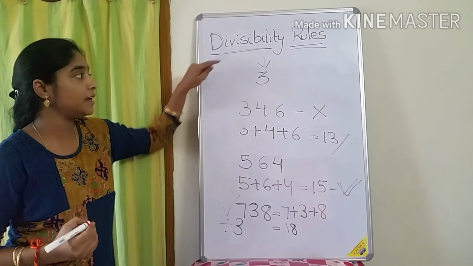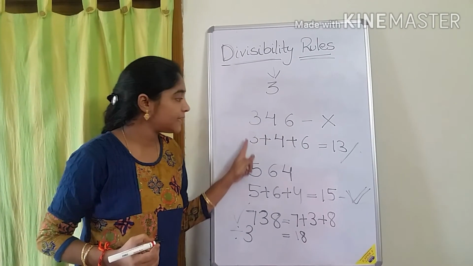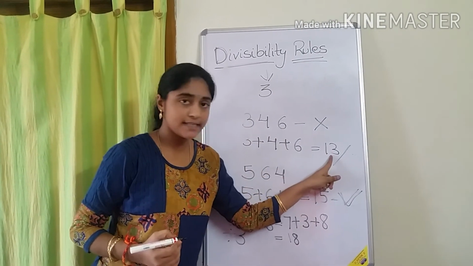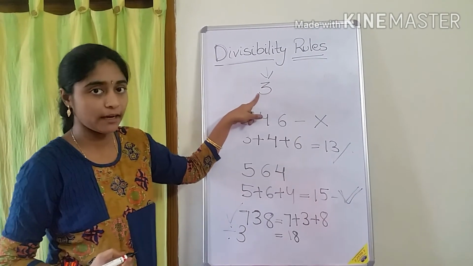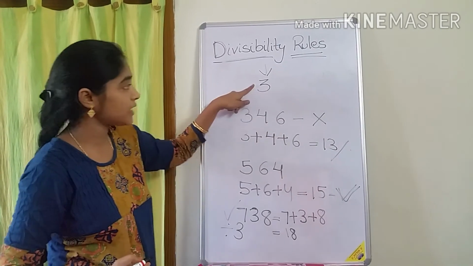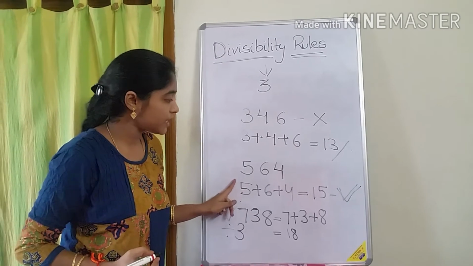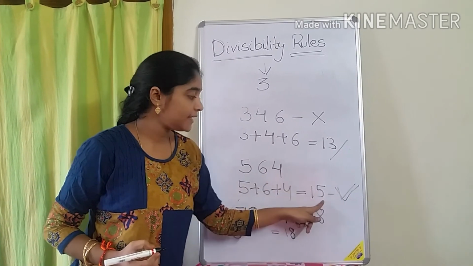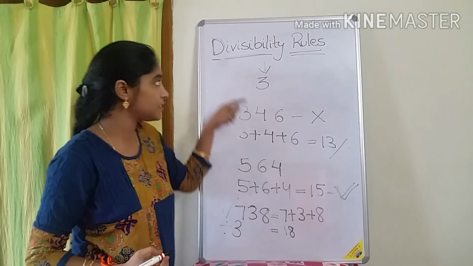Clear, children? The divisibility rule of 3. If a number is given to you, you have to add the digits. You will get one sum. The sum you got should come in the 3 table. See here, 13. 13 won't come in the 3 table, so the total number won't be divisible by 3. If you check here, the total, if you add, you will get the answer 15. 15 comes in the 3 table. So 564 is divisible by 3.